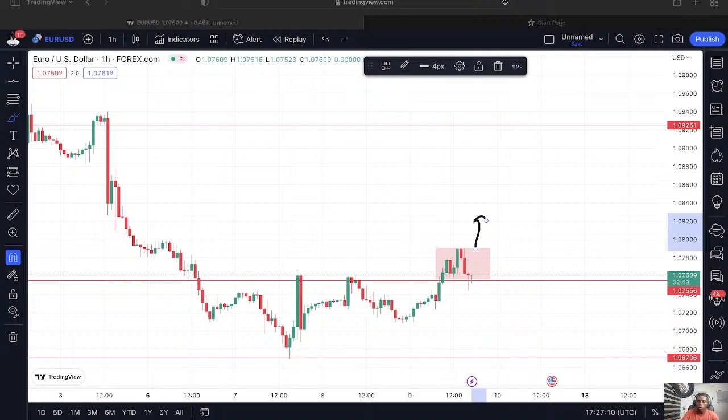You can use any indicator you are comfortable with, but what we are using here is price action. We look at price action strategy and then we work with that.